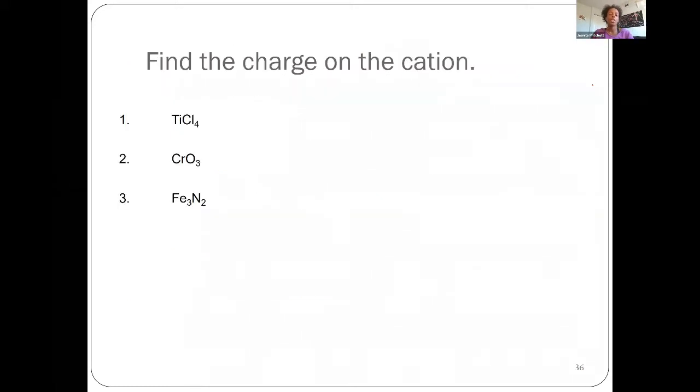Okay, so let's try finding the charges in this particular problem. So we have titanium and chlorine. Again, titanium is a metal. I don't know its charge. I know that chlorine is found in group 7. Group 7 takes on a -1 charge. And so if chlorine is that -1, then to balance it out, passing it back up, this has to be a 4 positive charge.